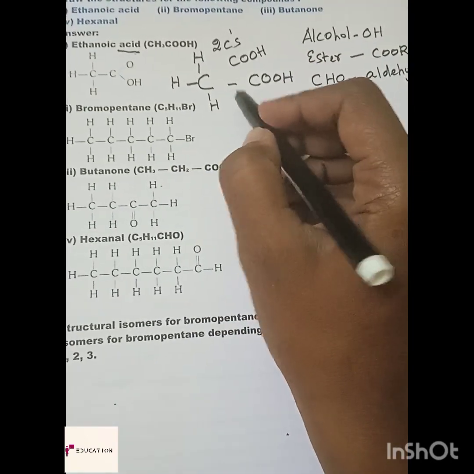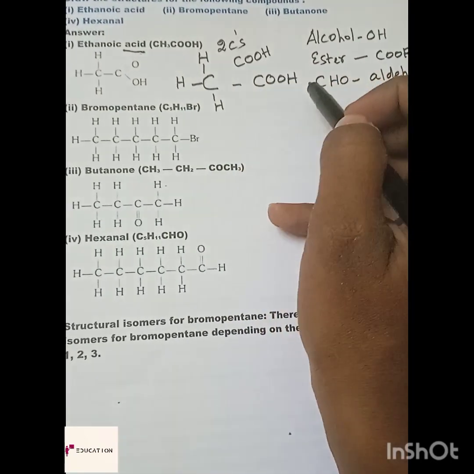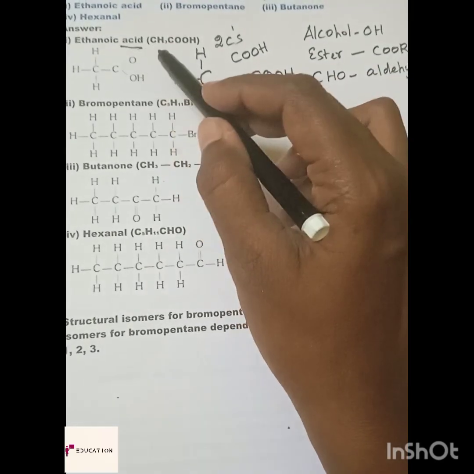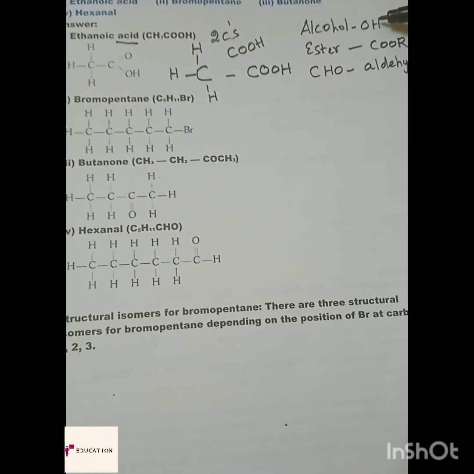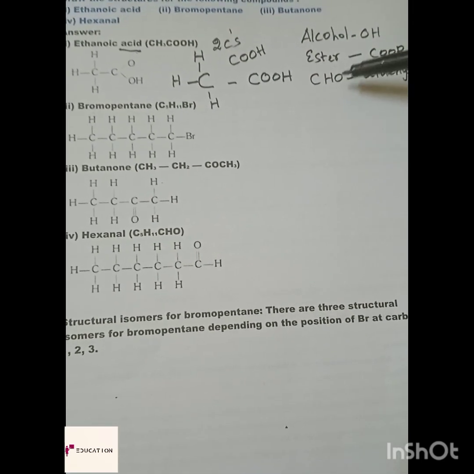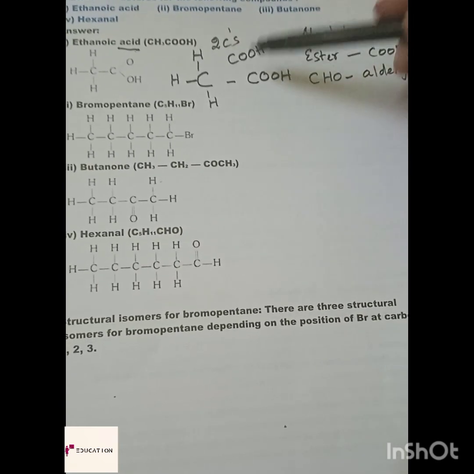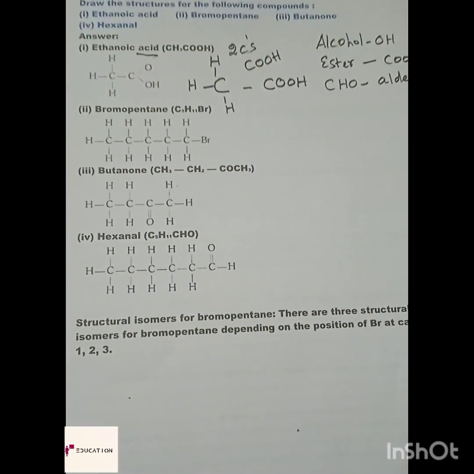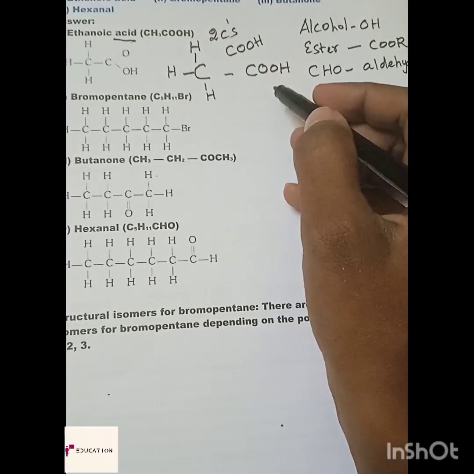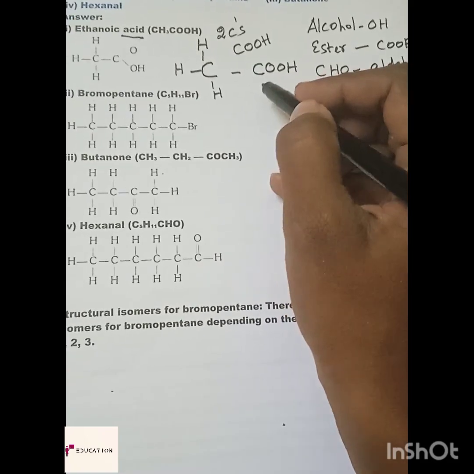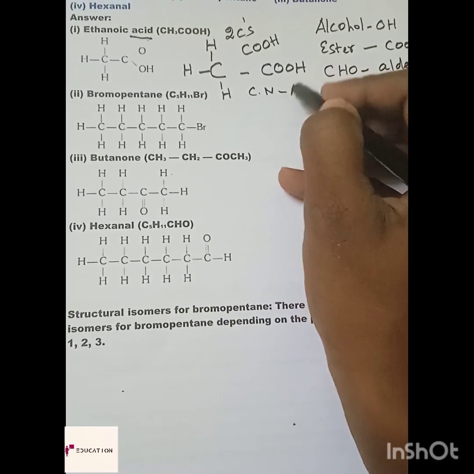So naming, CH3COOH. This is ethanoic acid. Okay. Once again telling that. Listen. Alcohol OH, ester COOR, and next aldehyde CHO, acid COOH. Okay, ethanoic acid. So what is the common name for ethanoic acid? Can you guess it? Acetic acid. Okay, common name is acetic acid.